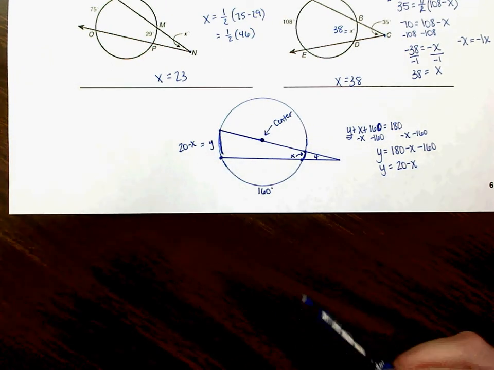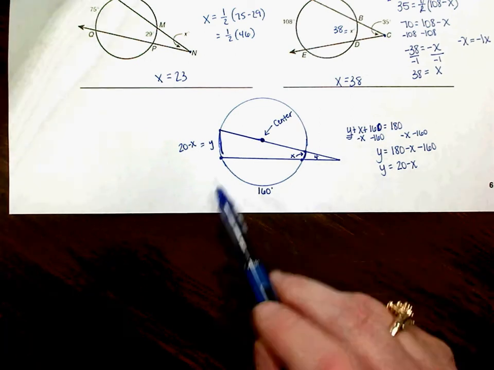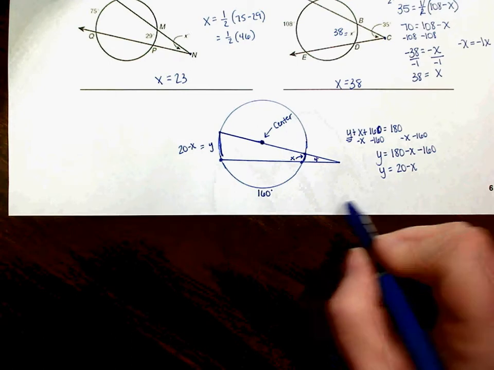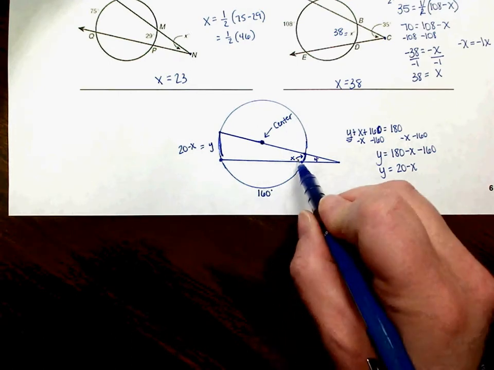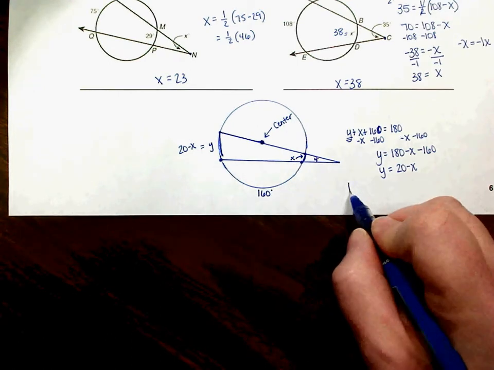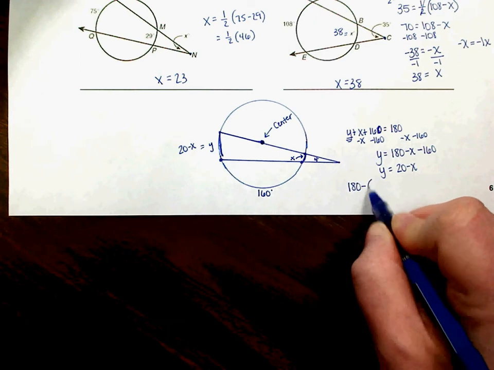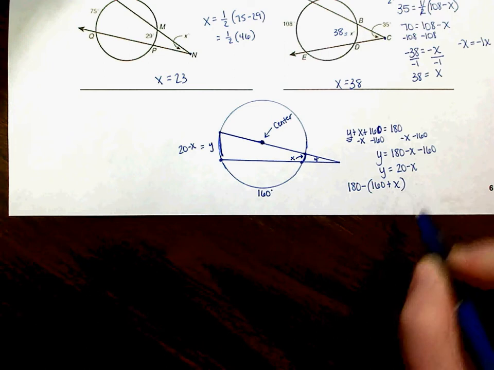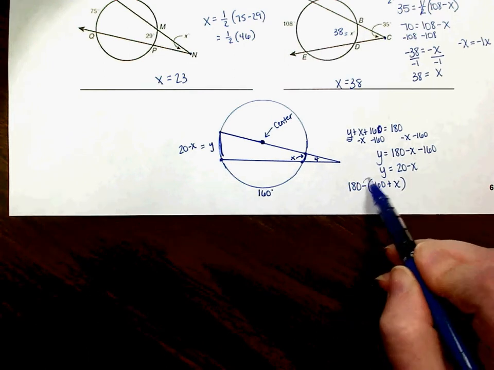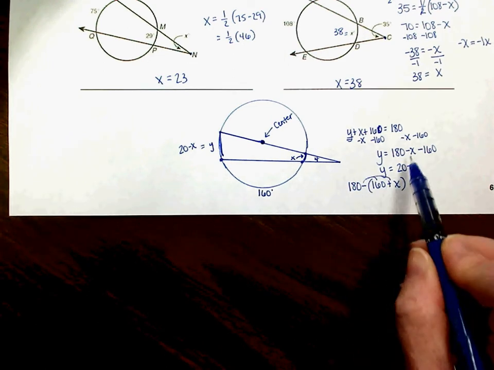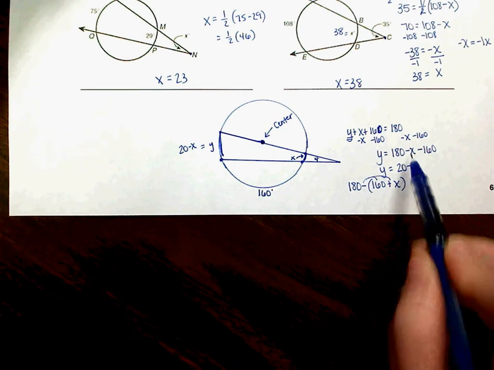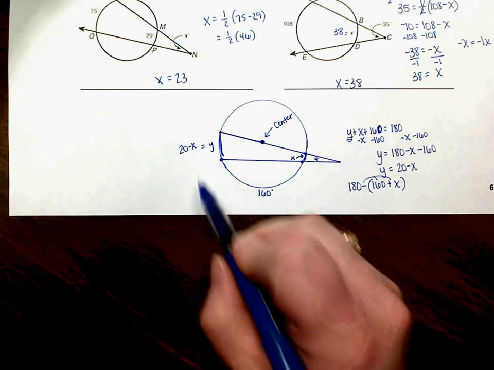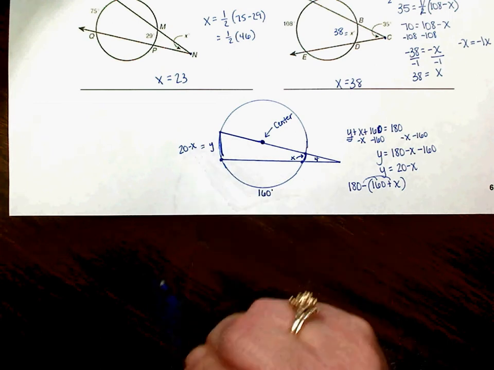So in other words, to find this arc right here, we could take the sum of these two from 180. So you could write it 180 minus the quantity 160 plus x, which is the same thing we get here when you distribute that subtraction: 180 minus 160 minus x. So whichever way makes the most sense for you. Now that we have this arc in terms of x, we're ready to set up our equation.